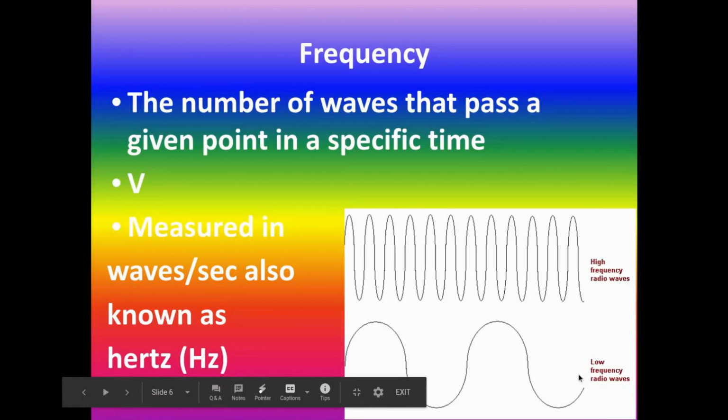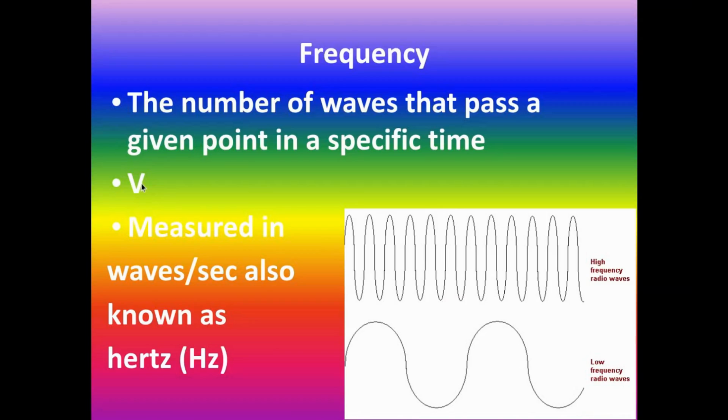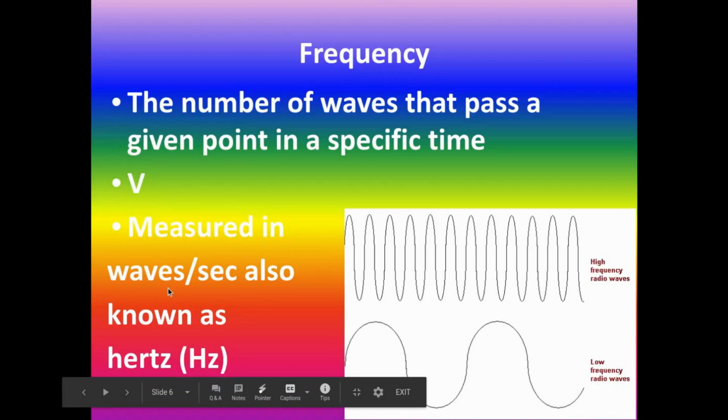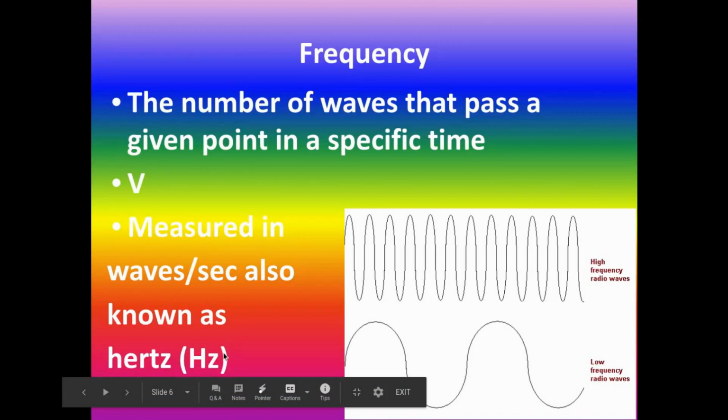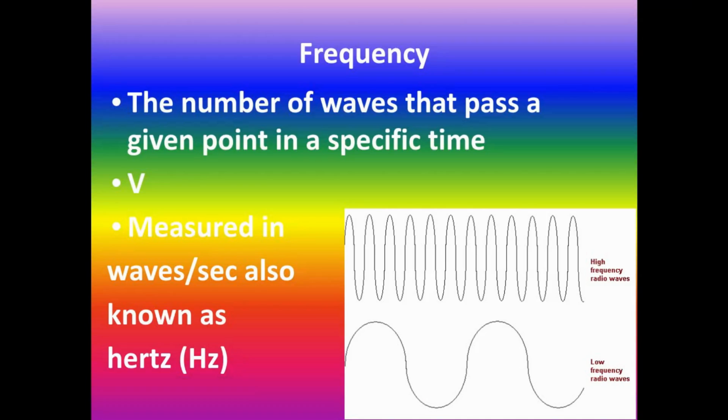At the bottom, we would have lower frequency, or fewer waves would pass that point, but they have a bigger wavelength. The symbol for frequency is a V, like velocity or speed. This is measured in waves per second. So how many waves pass a certain point in a time period, in a second. Another name for that is hertz, and you might have heard of hertz before, dealing with sound or instrumentation or sound systems.